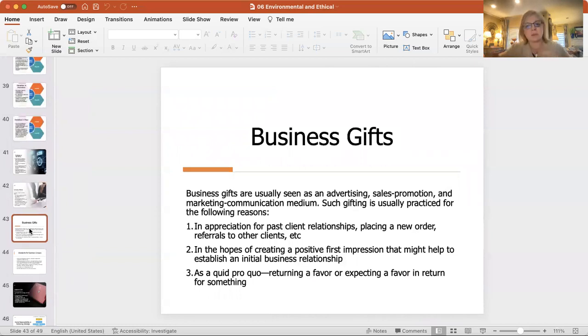Business gifts. Sometimes these can be seen as somewhat unethical, depending on what they are. It may not be unethical to take someone to lunch, but it may be unethical to purchase them a car. So there are varying degrees of ethics, and companies typically have a guideline on where they draw the line and what their policy is on accepting gifts.